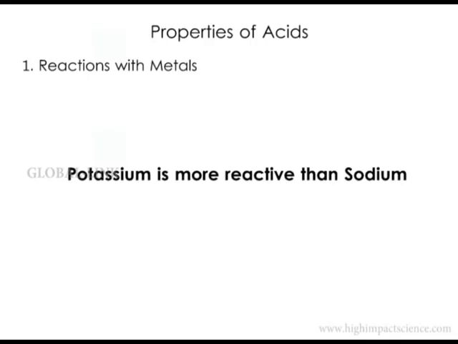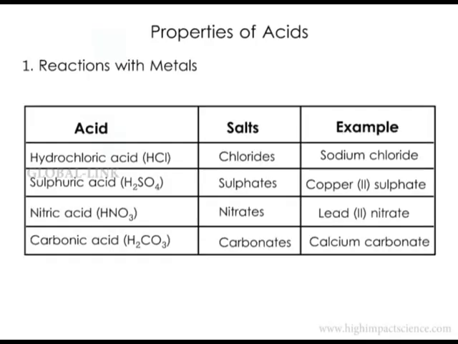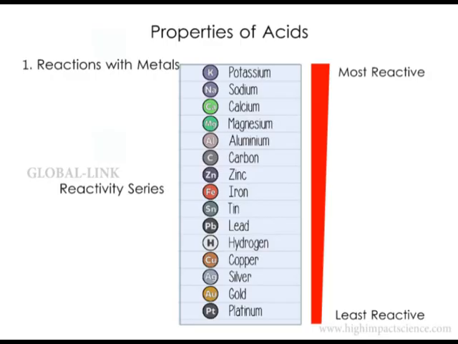So you can see that hydrochloric acid produces salts called chlorides, and sulfuric acid produces salts called sulfates. Nitric acid and carbonic acids will produce nitrates and carbonates respectively. From our experiments, we can arrange the metals according to their order of reactivity with dilute acids. This is called the reactivity series.